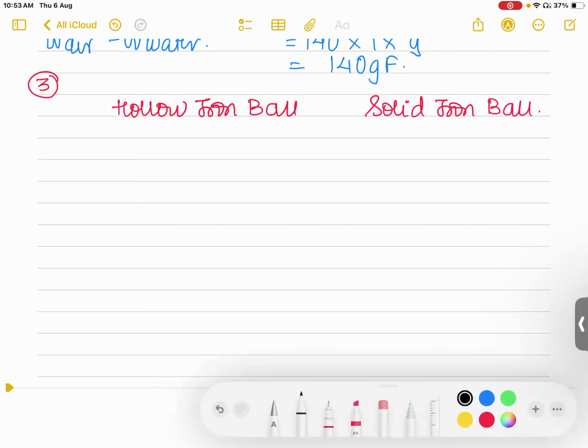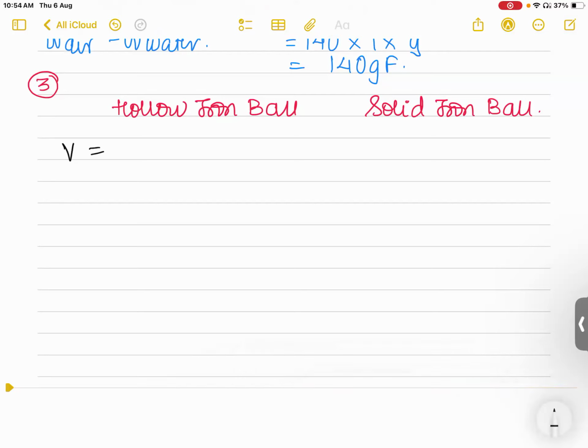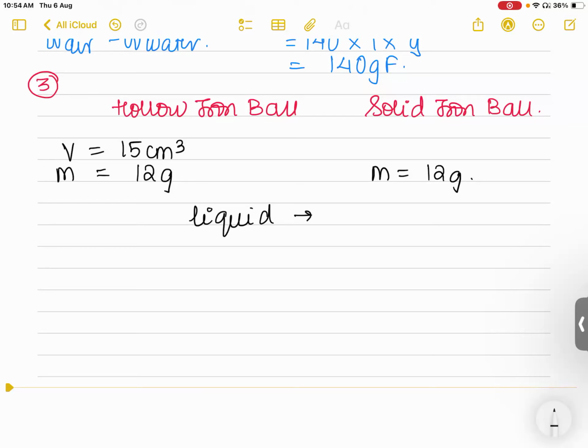What all things have they given? For the hollow iron ball, the volume is 15 centimeter cube, guys, and the mass is 12 grams. This is given in the question. For the solid ball, they have given us the mass, which is 12 grams. They have not given us the volume. They both are placed in water. So the liquid in which they are going to be placed is water.